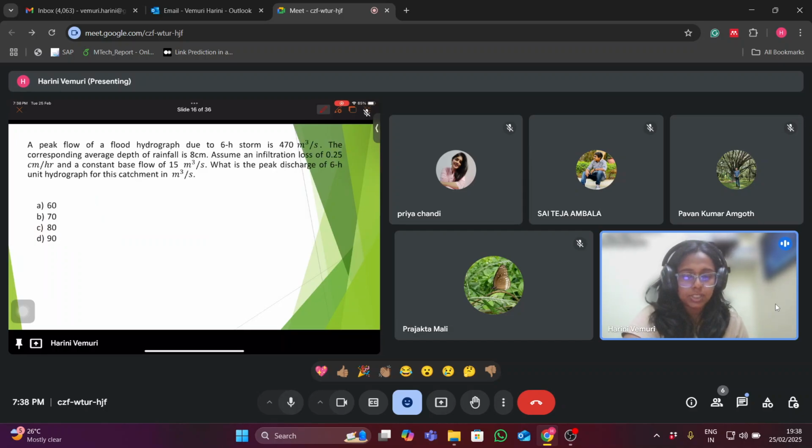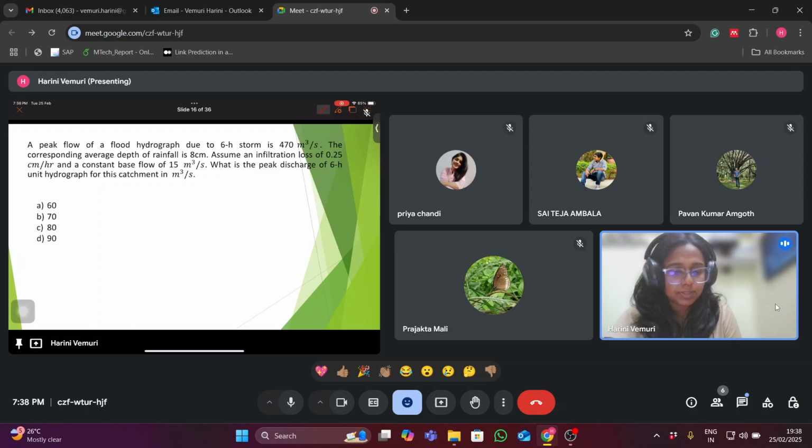So next question. A peak flow of flood hydrograph due to 6 hour storm is 470 meter cube per second. The corresponding average depth of rainfall is 8 centimeter. Assuming an infiltration loss of 0.25 centimeter per hour and a constant base flow of 15 meter cube per second is occurring, what is the peak discharge of 6 hour unit hydrograph?